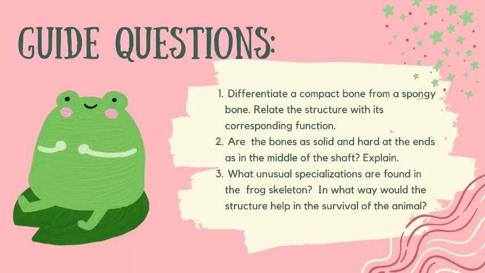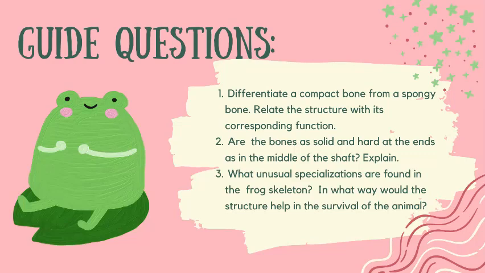Guide questions. Number 1. Differentiate a compact bone from a spongy bone. Relate the structure with its corresponding function. The compact bone is the hard outer layer of the bone, while the spongy bone is its porous interior. Bones are protected and strengthened by the compact bone's hardness. The porous structure of the spongy bone makes the bone lighter, allowing muscles to move the bones easily.